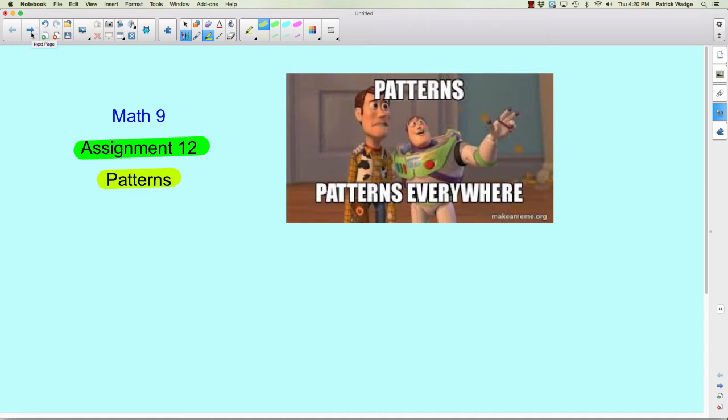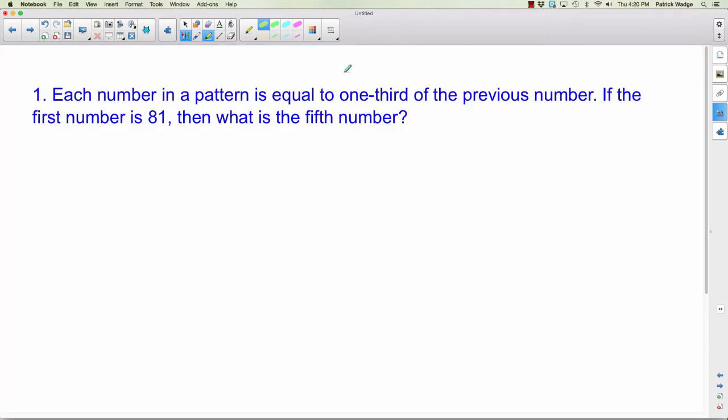So onwards, let's take a look at the sort of questions you're going to do today. I'm not going to explain this much today. I'm not going to even explain why we're doing this much. I'm hoping you might even actually enjoy this a little bit. So it says each number in a pattern is equal to 1/3 of the previous number. If the first number is 81, then what's the fifth number? So it gives us the first number, right? The first number we're told is 81, and we want to know what the fifth number is.